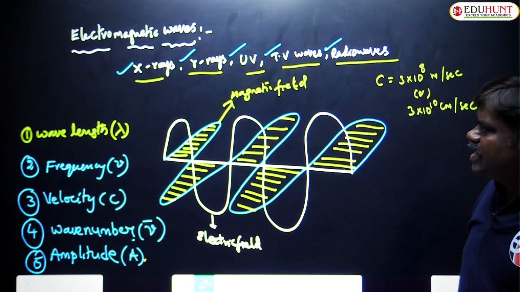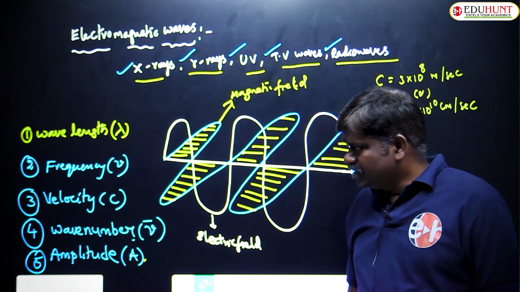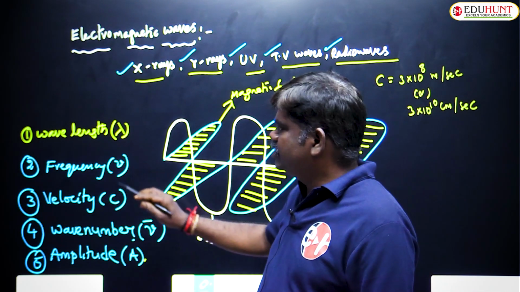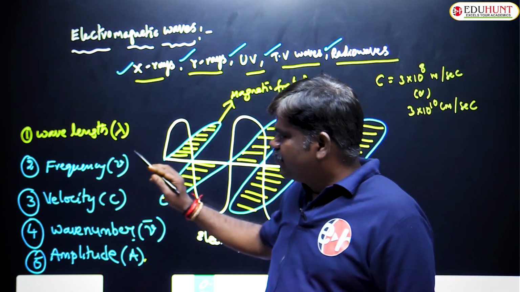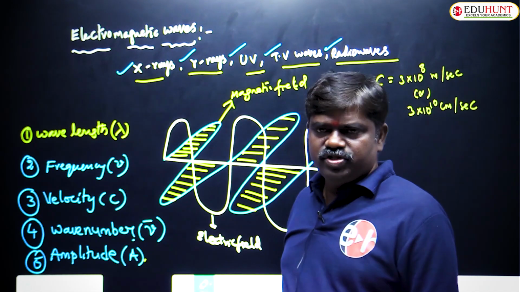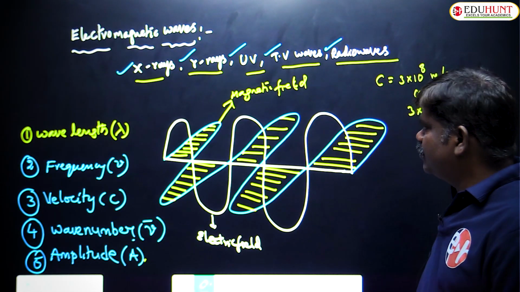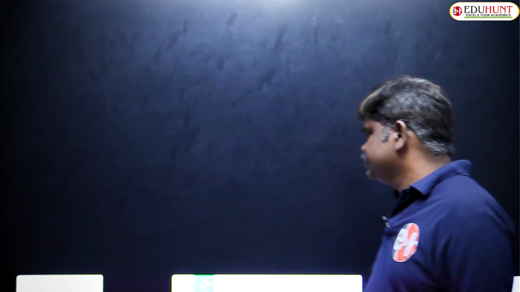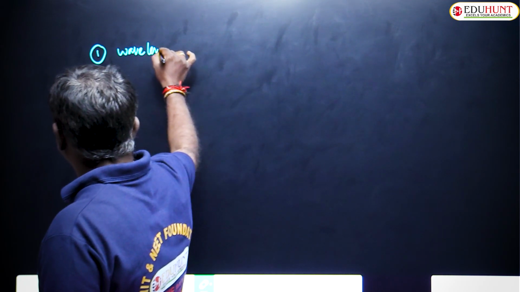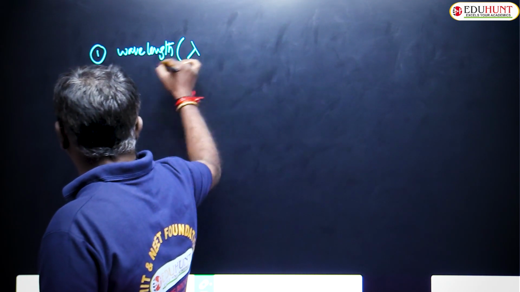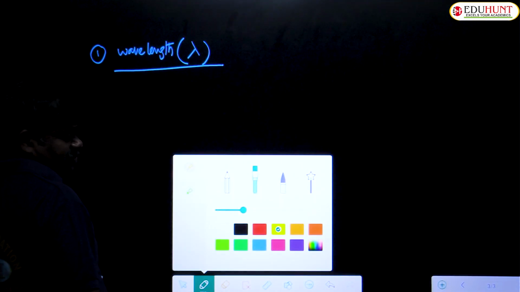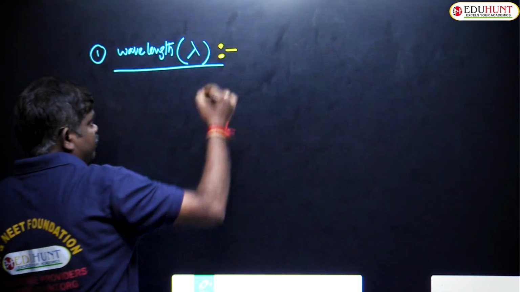Now, to explain electromagnetic radiations, some parameters are required. Those parameters are known as wavelength, frequency, velocity, wave number and amplitude. The first one is wavelength. Wavelength is represented by lambda. Everyone must observe that wavelength is represented by lambda.